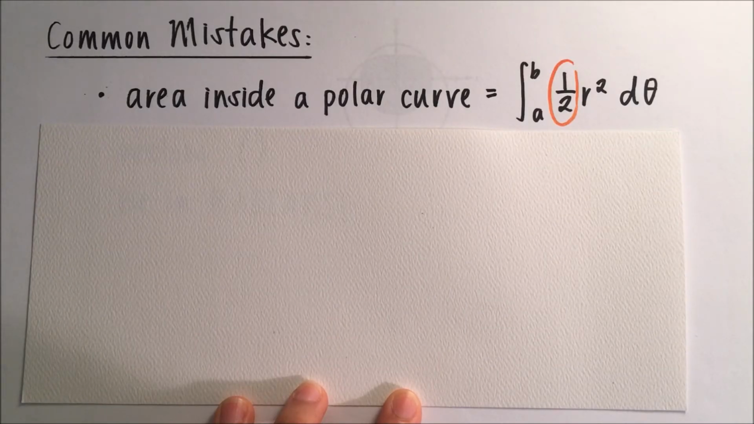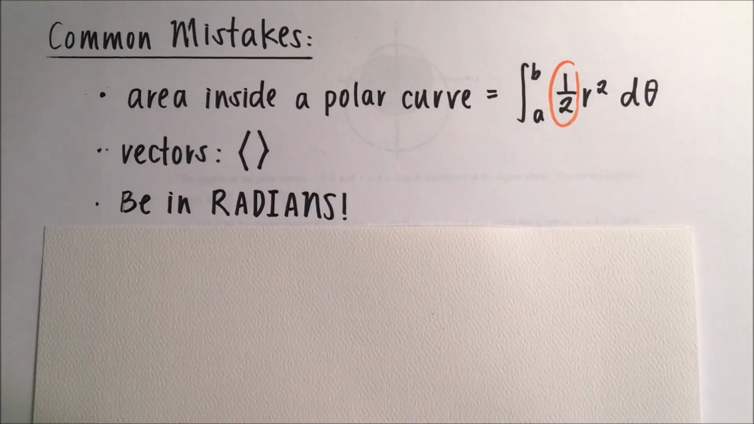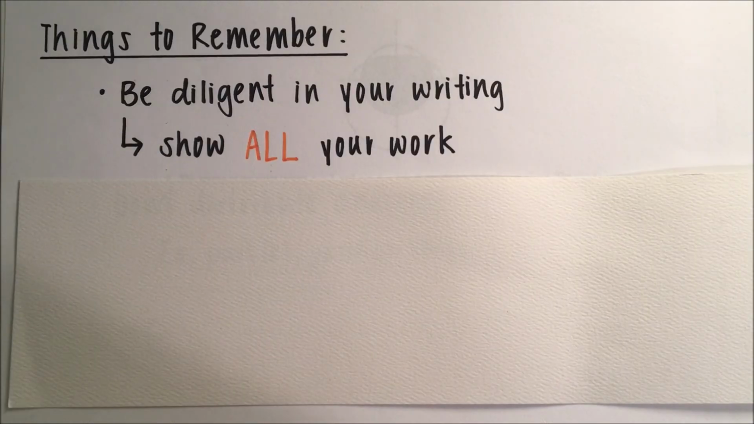Some common mistakes that may occur in this problem may be forgetting the 1/2 for finding the area of a polar curve. Also remember that vectors are written in triangular brackets, but I don't know how much College Board would penalize you for that. And always be in radians, especially in part C when you plug in t equals 1.5 for the velocity vector.